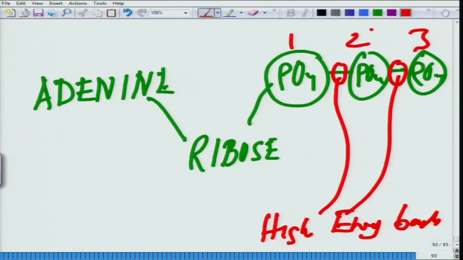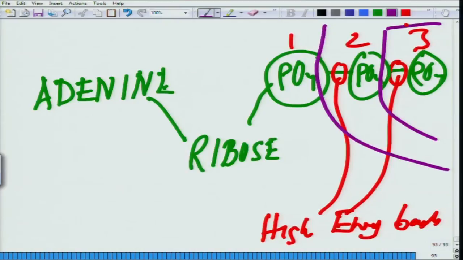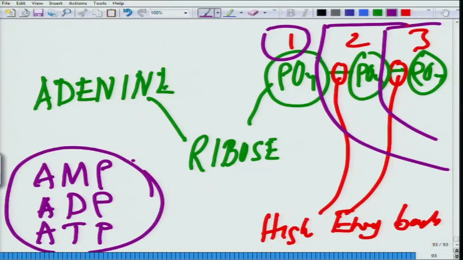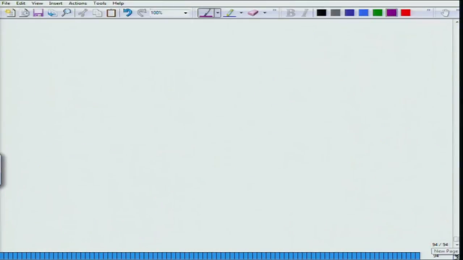This is adenosine diphosphate, ADP, when the third one is removed. When both of these are removed, you are left with only one phosphate, and that is called AMP, adenosine monophosphate. So: adenosine monophosphate, adenosine diphosphate, adenosine triphosphate, ATP. With this, I will come to the last slide for you.